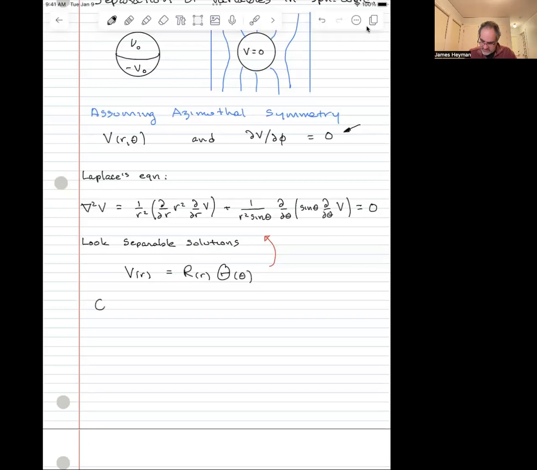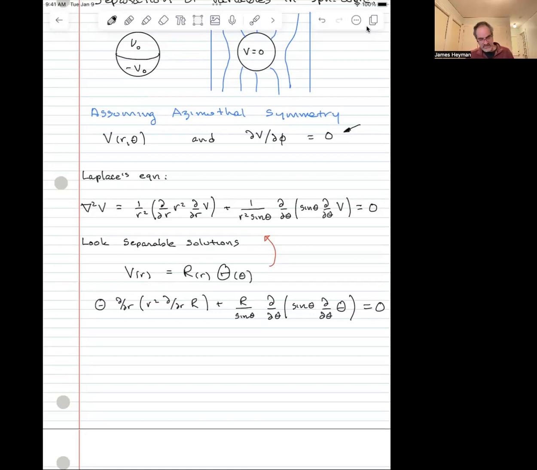Of course, the theta function doesn't depend on r, so it comes out of the derivatives. So we have theta times the derivative with respect to r of r squared times the derivative with respect to r of the radial function, plus the radial function divided by this sine theta term, times the derivative with respect to theta of sine theta times the derivative with respect to theta of the theta function. There we go. And of course, all of this has to equal 0.